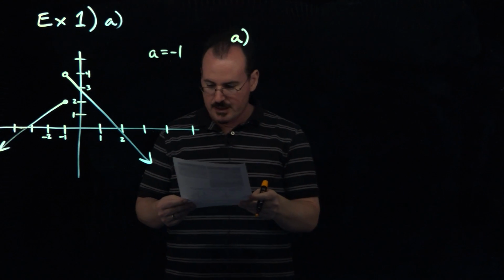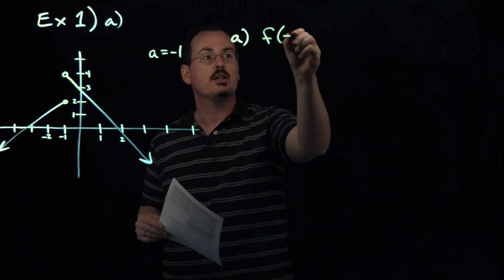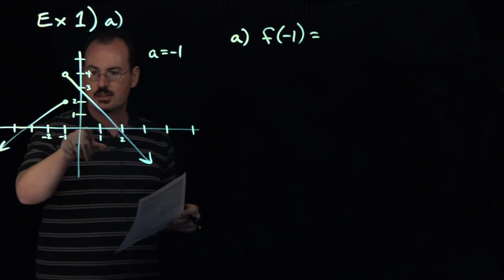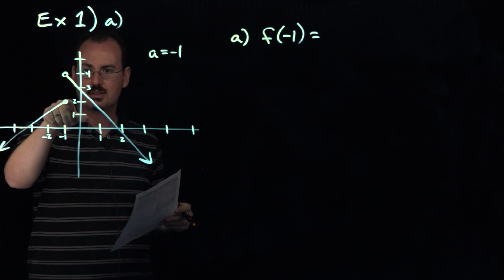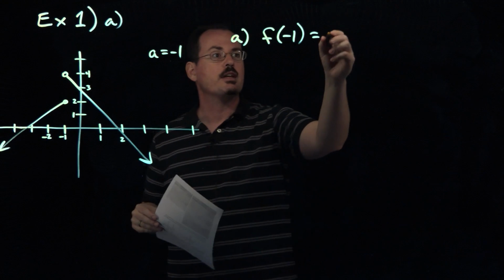So for part A, find f of a if it exists. So find f of -1, that is, for this particular problem. Well, f of -1, if we go over here to x equals -1, we see we go up 2 units, and that's where the filled-in circle is. That's how the function is defined, as the filled-in circle. The y value there is 2, so f of -1 is equal to 2.